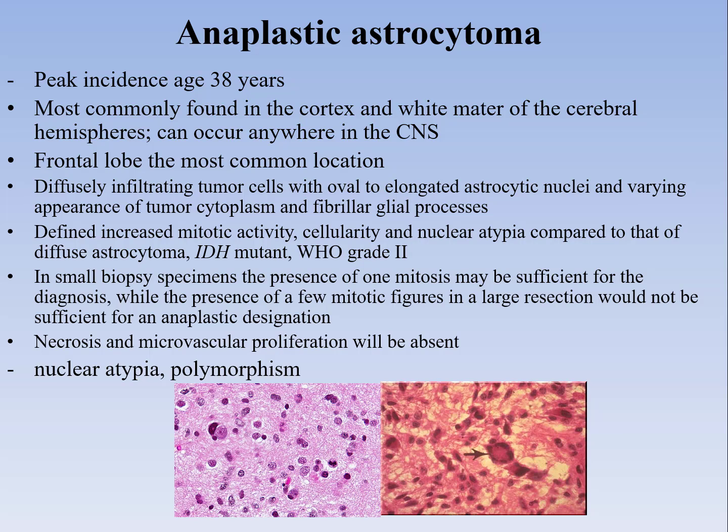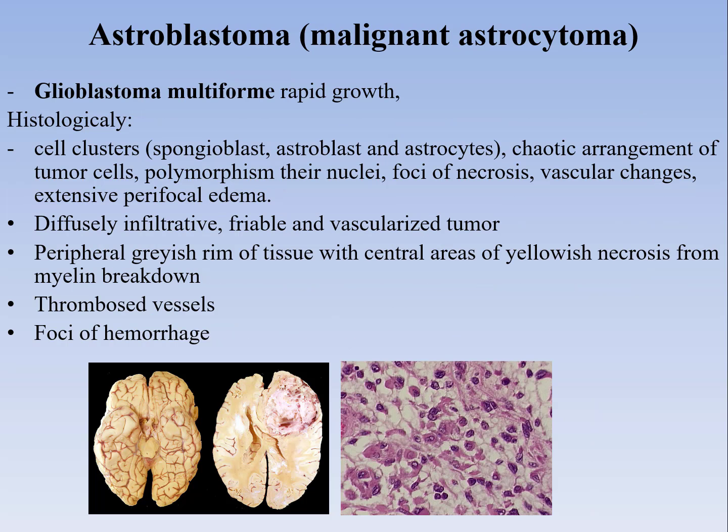In a small biopsy specimen, the presence of one mitosis may be sufficient for the diagnosis, while the presence of a few mitotic figures in a large resection would not be sufficient for the anaplastic designation. Necrosis and microvascular proliferation will be absent. Main in the histological diagnosis are nuclear atypia of the astrocytes and polymorphism of astrocytes, sometimes with mitosis. Astroblastoma or malignant astrocytoma.